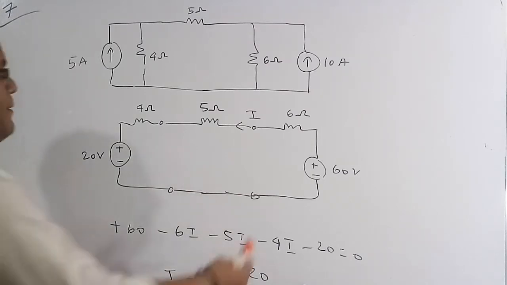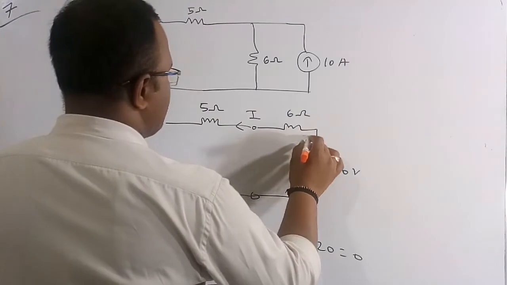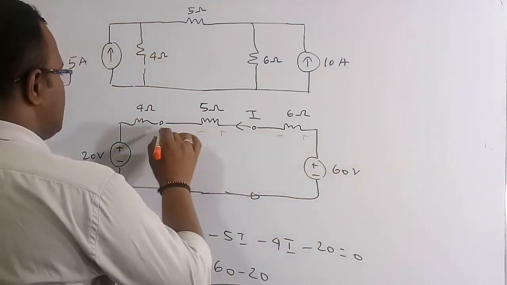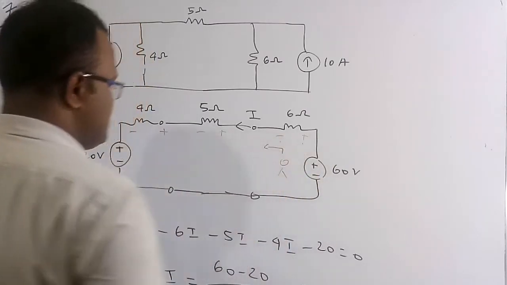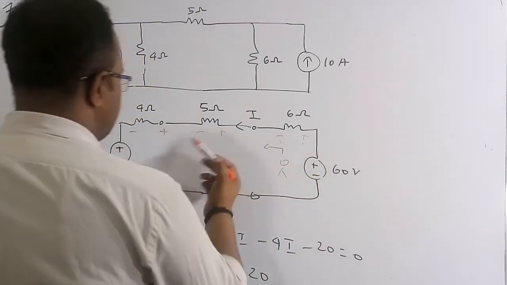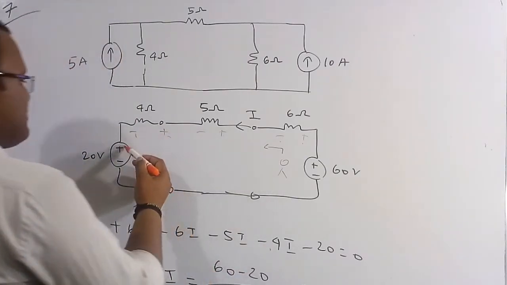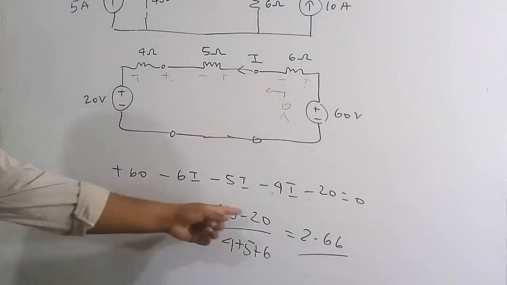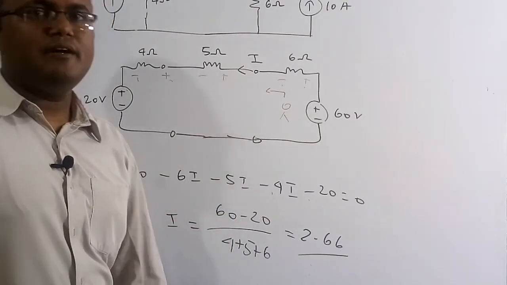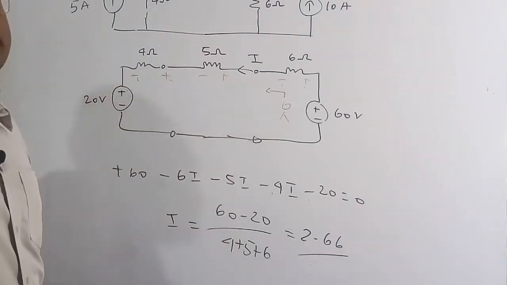By applying KVL, negative to positive means there is a rising potential, plus 10. Current always goes from higher potential to lower potential. Now I am going to travel in this direction. Plus to minus means there is a drop, minus 6I. Plus to minus again a drop, minus 5I. Plus to minus again a drop, minus 4I. Again plus to minus, a drop, minus 20 is equal to 0. If you solve this, I is equal to (60 minus 20) by (4 plus 5 plus 6). It is nothing but 2.66 ampere. So the amount of current passing through this 5 ohm resistor is 2.66 ampere.